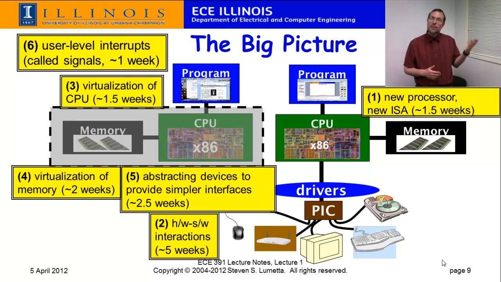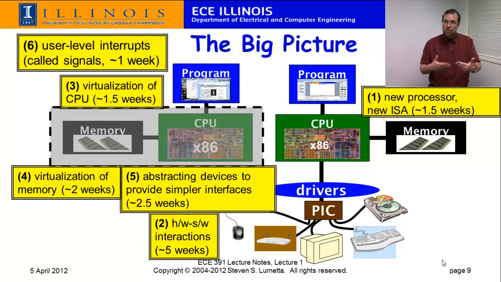The next step is then to move on to user-level interrupts, or what are often called signals. We'll spend about a week on that. That's actually the ability to expose, even though most of the interfaces from the operating system will hide the asynchronous interaction, that's exposing it back to the software that wants to know about it.